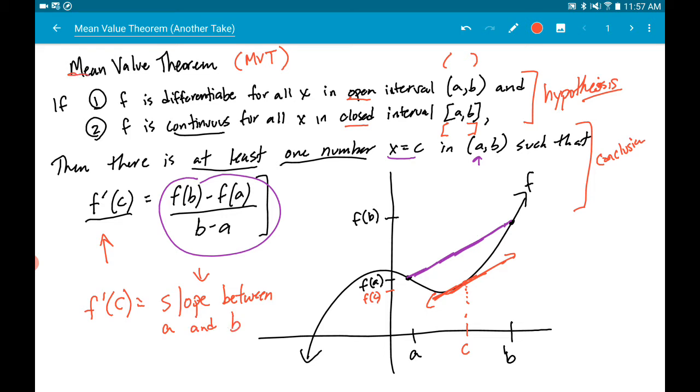Why is it called the mean value theorem? Think of the mean as an average, and this is the average between the endpoints. And we're saying that there's some value in the interval that's actually equal to that average. So that's where that term mean value theorem comes from. This c value is the mean value. All right, so what a glorious mess. Let's see it in action to see if it makes a little bit more sense.